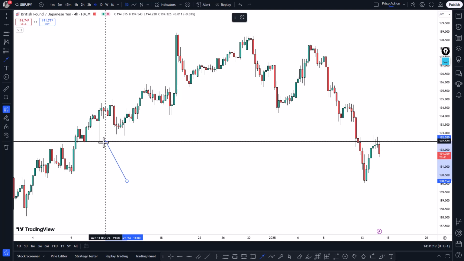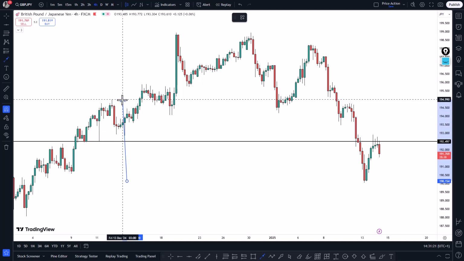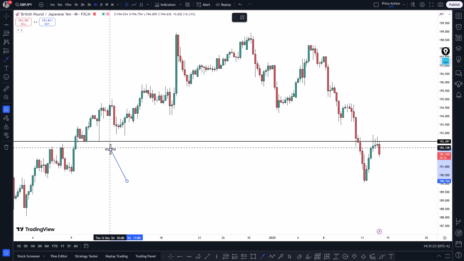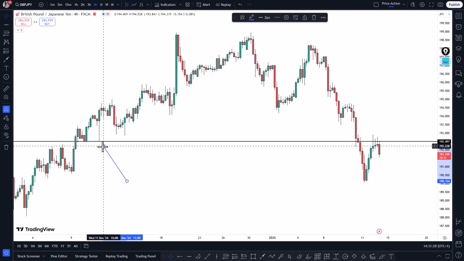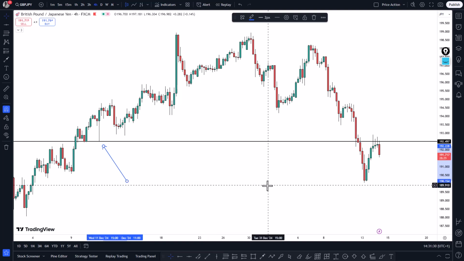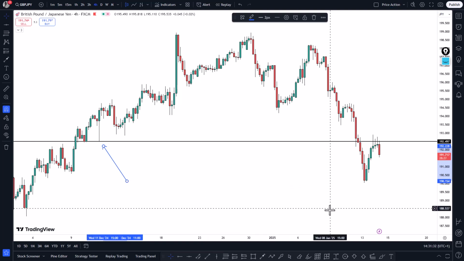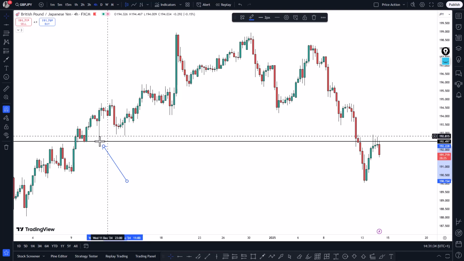And so when the buyer stepped in, price got rejected from this area and it continued moving up. Now, this is a typical example of a support area on a price chart.